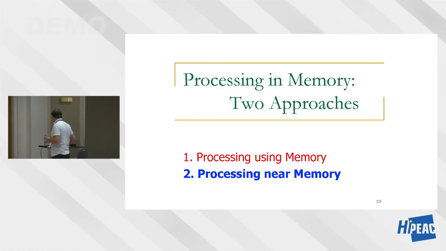Okay, remember we're talking about processing in memory. We were talking about processing using memory and processing near memory. We talked a lot about processing using memory. And I believe Giovanni later today is going to talk about bit-line computing in SRAM, which is a version of processing using memory. He may be adding near memory logic also, who knows. So I'd recommend you take a look at this course.